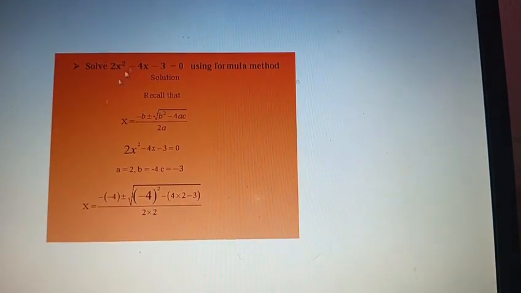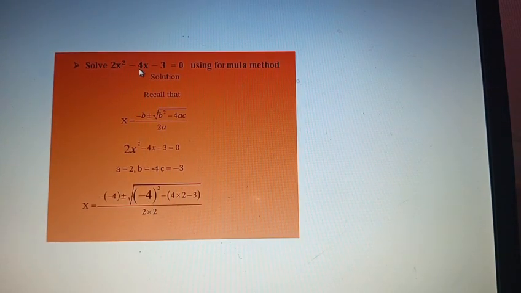Solve 2x squared minus 4x minus 3 equals 0 using formula method. Solution: recall that the formula for quadratic equation is x equals minus b plus or minus square root of b squared minus 4ac, all over 2a, where b is minus 4, a is 2, and c is minus 3. The coefficient of x squared is our a, which is 2. The coefficient of x is minus 4, which is b, and c is the constant value.